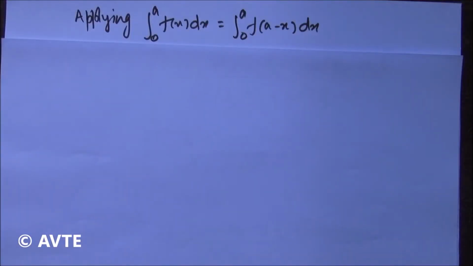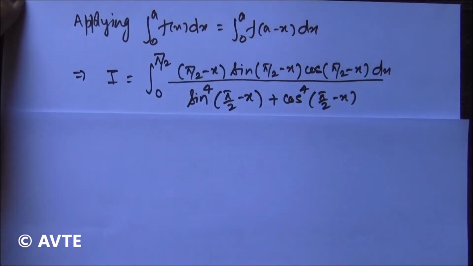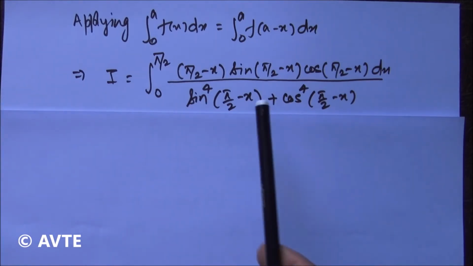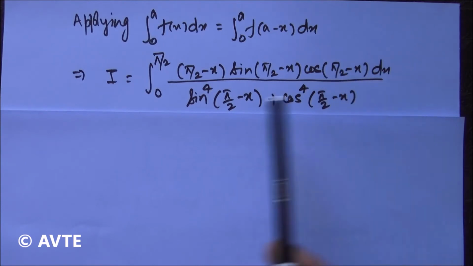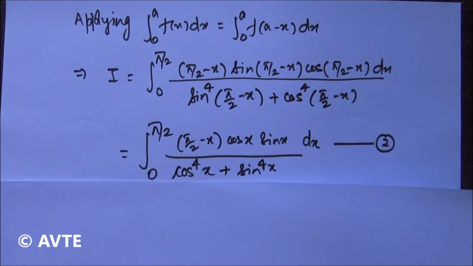So here's the solution. We can take the original question as equation number 1, and by applying 0 to a, which is 0 to a f of a minus x, you can see that it will turn to 0 to pi by 2 minus x sine pi by 2 minus x cos pi by 2 minus x dx upon sine raised to power 4 pi by 2 minus x plus cos raised to power 4 pi by 2 minus x. And then what is sine 90 minus theta? Sine 90 minus theta is cos theta. So they will turn to cos.